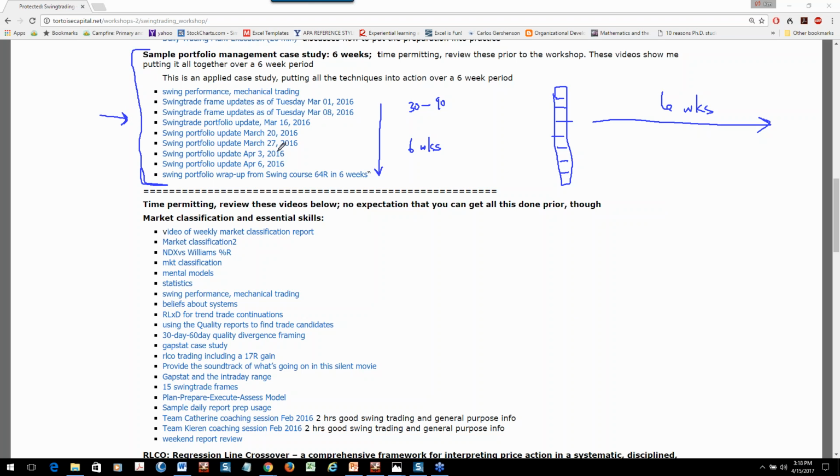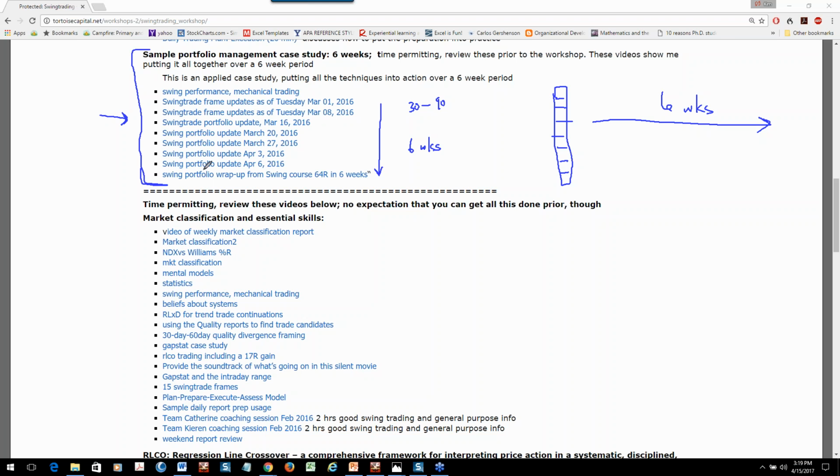And so if you go through those, you'll see that we were using a combination of mechanical systems, but mostly the advanced patterns that come from the RLCO and the Bollinger Band framework. And then you can see how we use those in practice to manage the trades.